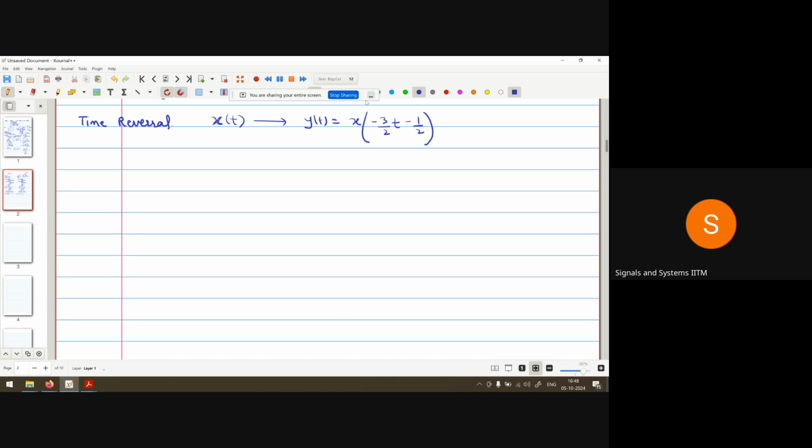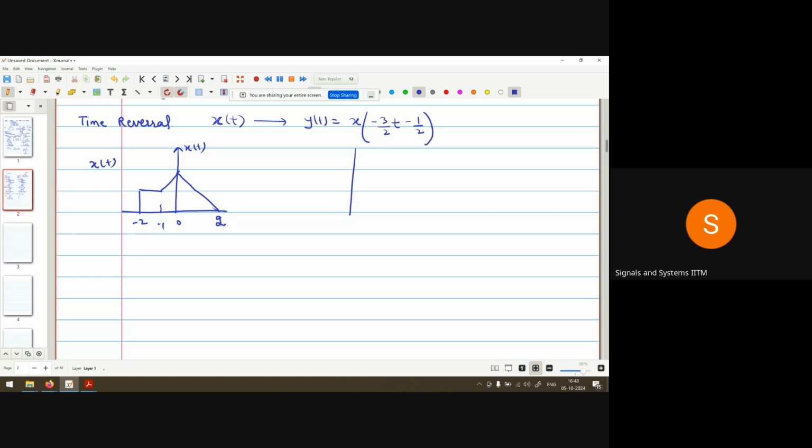Okay. Now we are taking the reversal. Basically, first of all, what is the reversal property? Like if I have an x(t) signal, it will start from minus 2, minus 1, 0, and 1. This one is my x(t) signal. So the reversal property basically takes a mirror image.